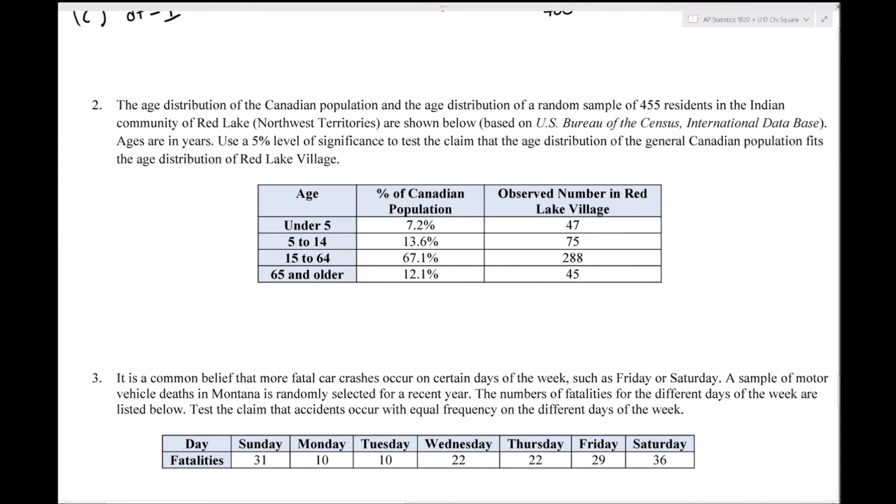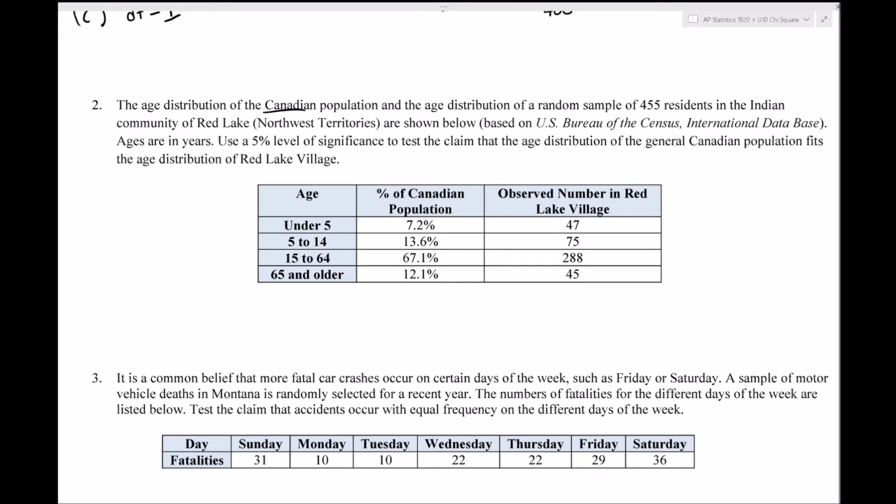The age distribution of the Canadian population and the age distribution of a random sample of 455 residents in the Indian community of Red Lake, that's Northwest Territories, are shown below. That's in Canada, I believe. Oh yeah, Canadian population, they already stated that. Based on U.S. Bureau of the Census, that's an international database, so based off of U.S. Census data, use a 5% level of significance to test the claim that the age distribution of the general Canadian population fits the age distribution of Red Lake Village.